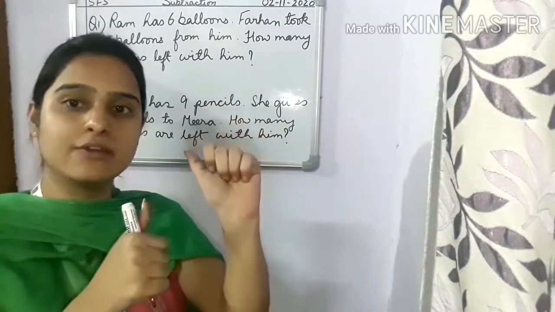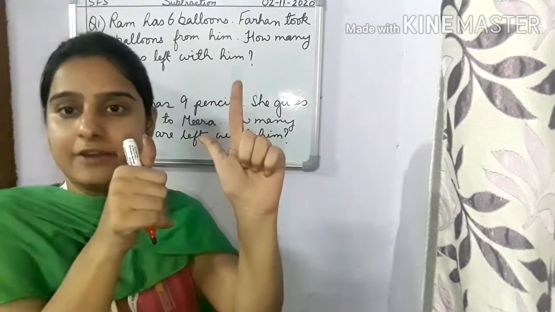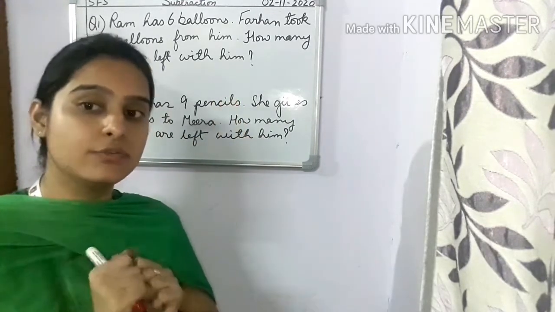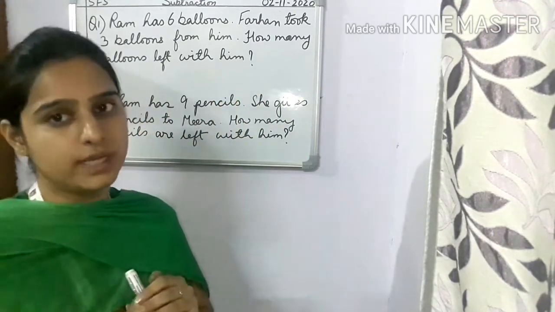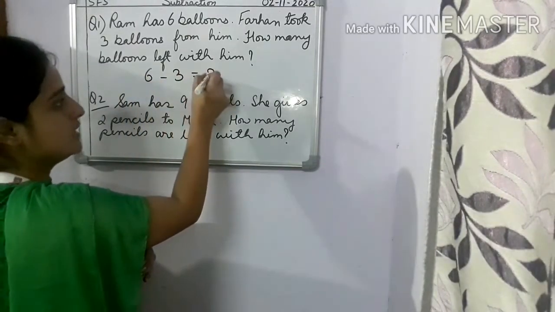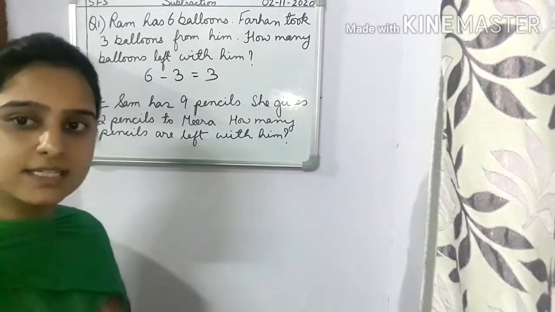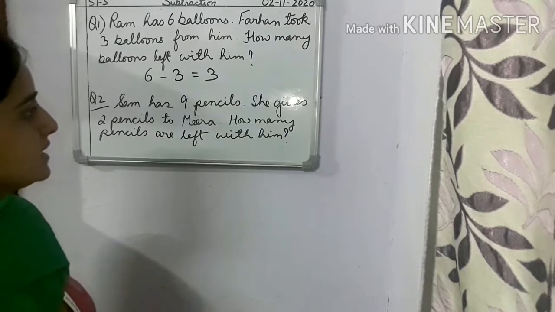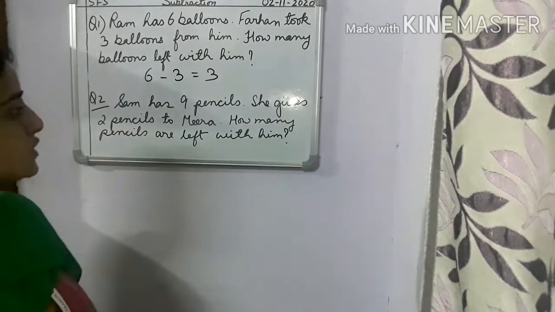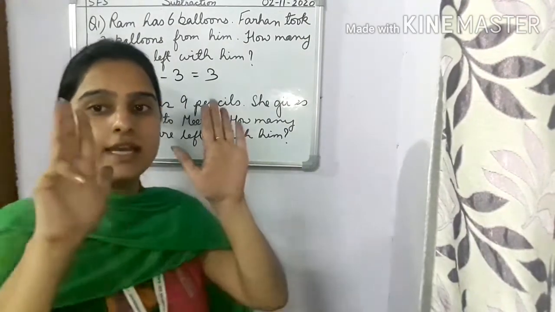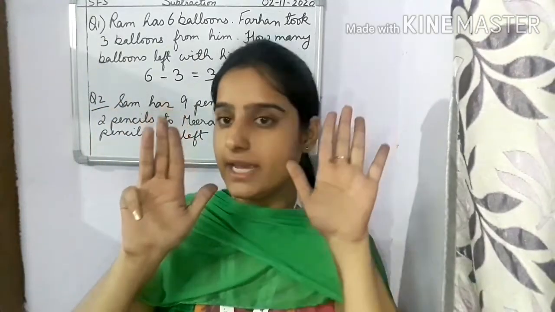So how many balloons left with him? That is Ram. So how many fingers are left, children? 3. So what will be the difference? What will be the answer? 3. That is 6 minus 3 is 3. Isn't it? Next question. Sam has 9 pencils. She gives 2 pencils to Meera. How many pencils are left with him? Sam has how many pencils, children? He has 9 pencils, right?